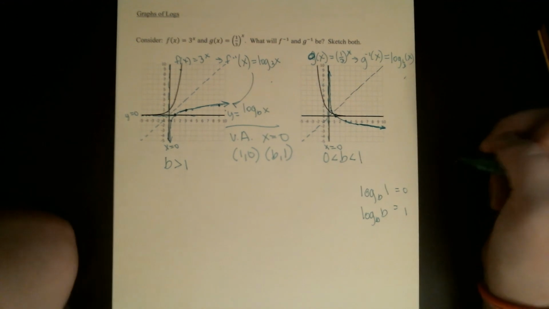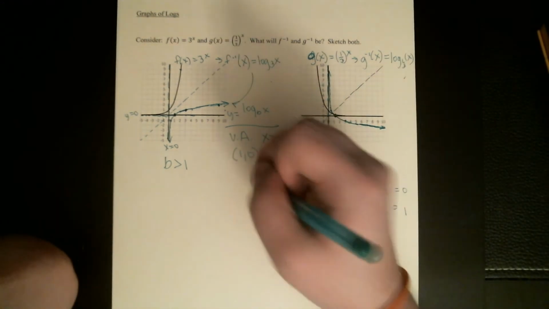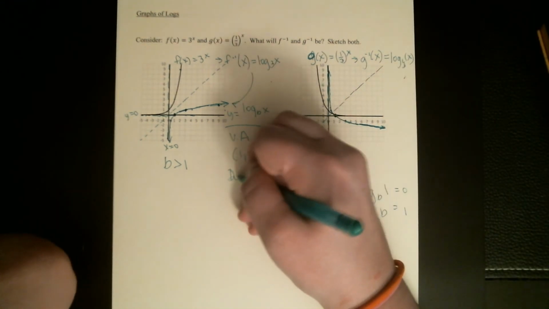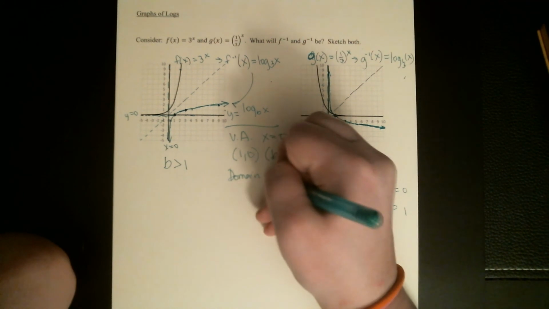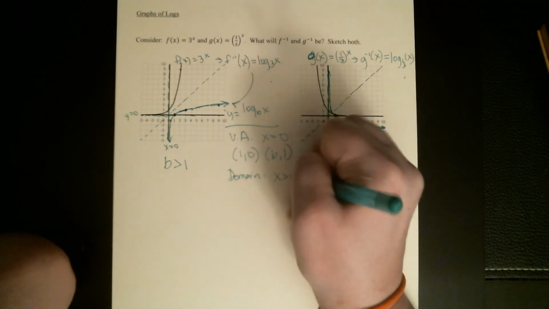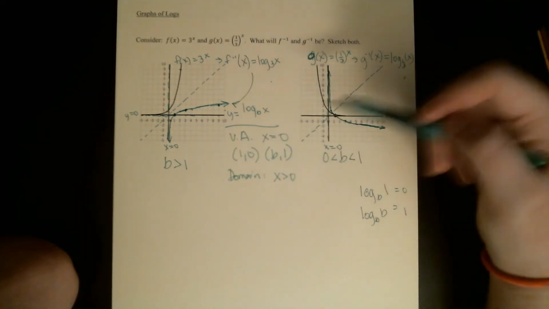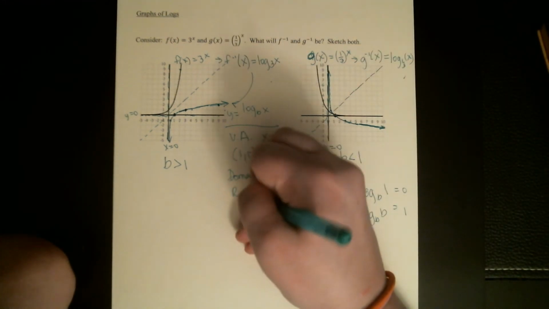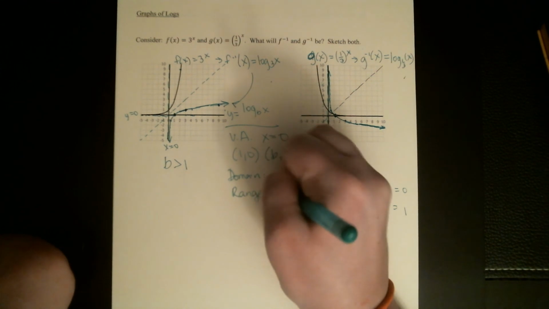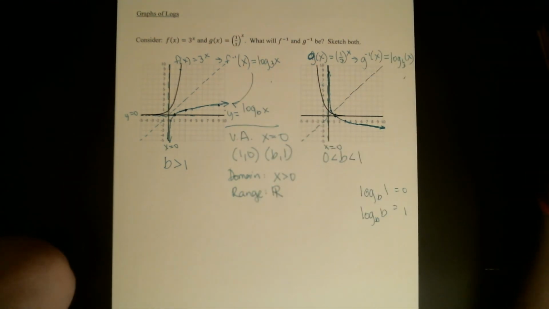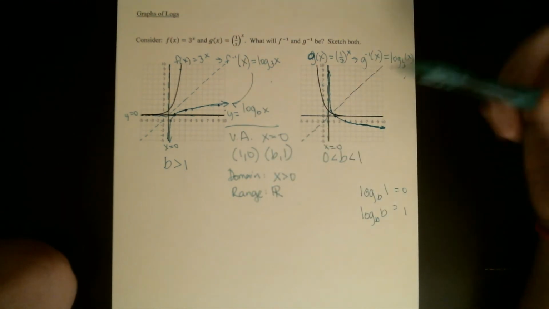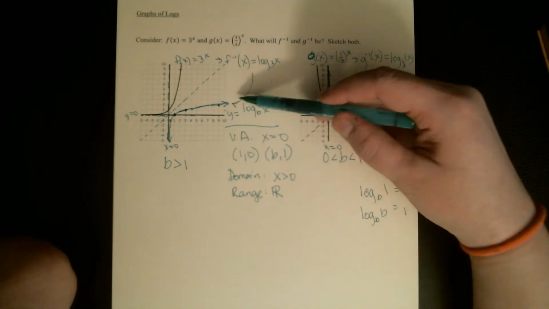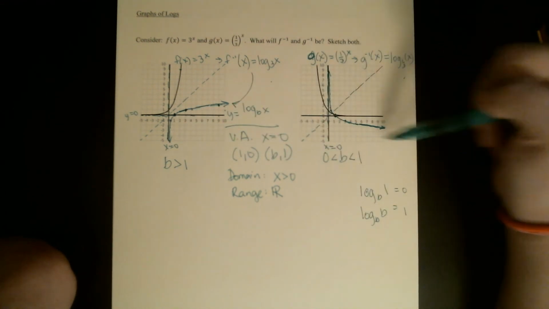What else do I want to say about these things? The domain is always x greater than 0. Doesn't matter whether you're getting the increasing or decreasing log, that's always true. The range is always all real numbers. So again, it's a matter of remembering if your base is bigger than 1, you're going to get this shape. If your base is between 0 and 1, you're going to get this shape.